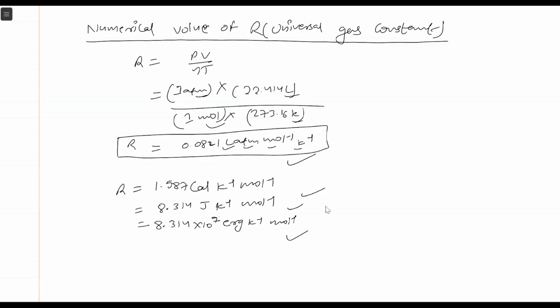Now, if we want to convert this joule to calorie, we need to divide by 4.184, because in 1 calorie there are 4.184 joule. Okay, so it is very simple to convert this joule system to the calorie system. So these are some different values of the universal gas constant, and these are the corresponding units. You need to remember all these for numerical problems. Now let's move forward.